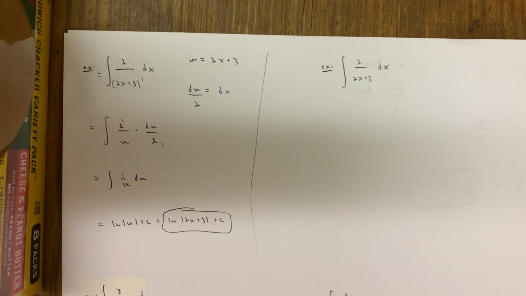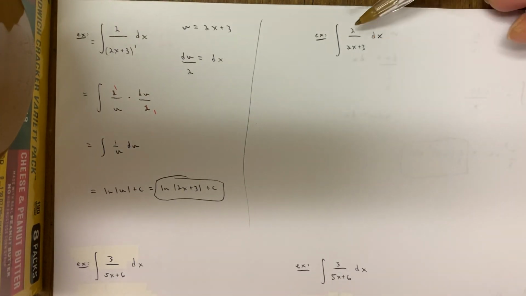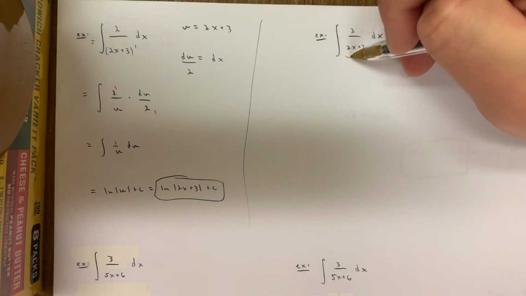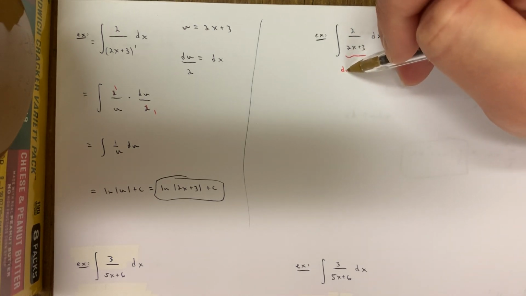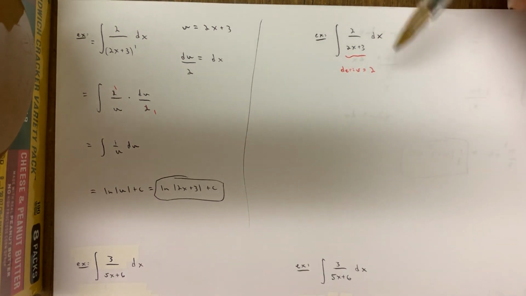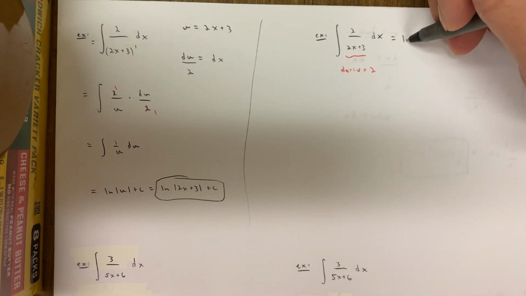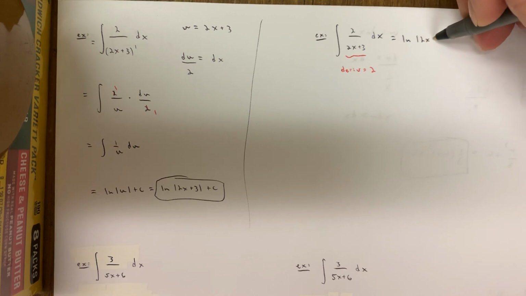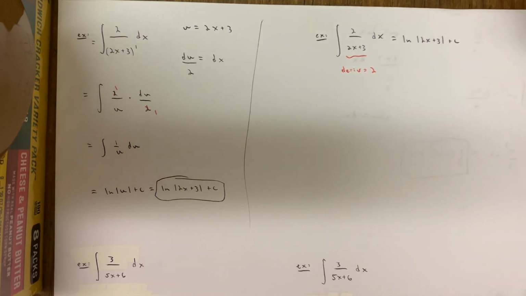But here's what you could do. If you want to integrate a quotient and the bottom isn't being raised to a power other than 1, take the derivative of the bottom. If you take the derivative of 2x plus 3, you get 2 back. And you might notice, do you see how that 2 is the numerator? So if you take the derivative of the bottom and it perfectly matches the top, the answer is always going to be ln absolute value of the denominator plus c.